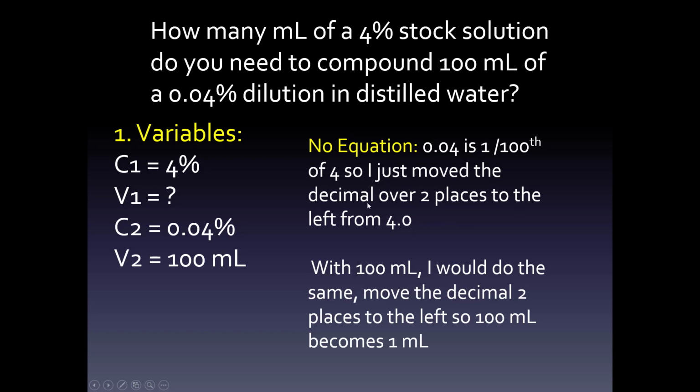So you see that when I'm saying, okay, I have 4 here, and I moved it over 2 places to the left, 1, 2, and then I get 0.04. Well, the same thing is true for the volume. You have 100 mLs, and of course you'll have a decimal here. It's not here, but I didn't put one in there, but it's right here after the 0. And it would go 1 to the left, and then that would be 1 ml.